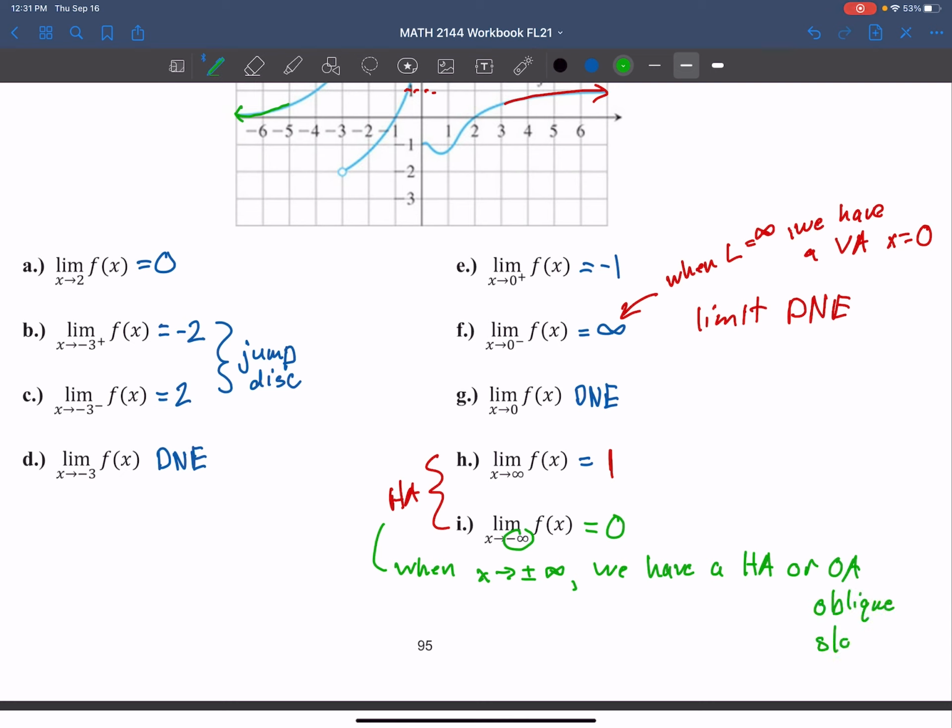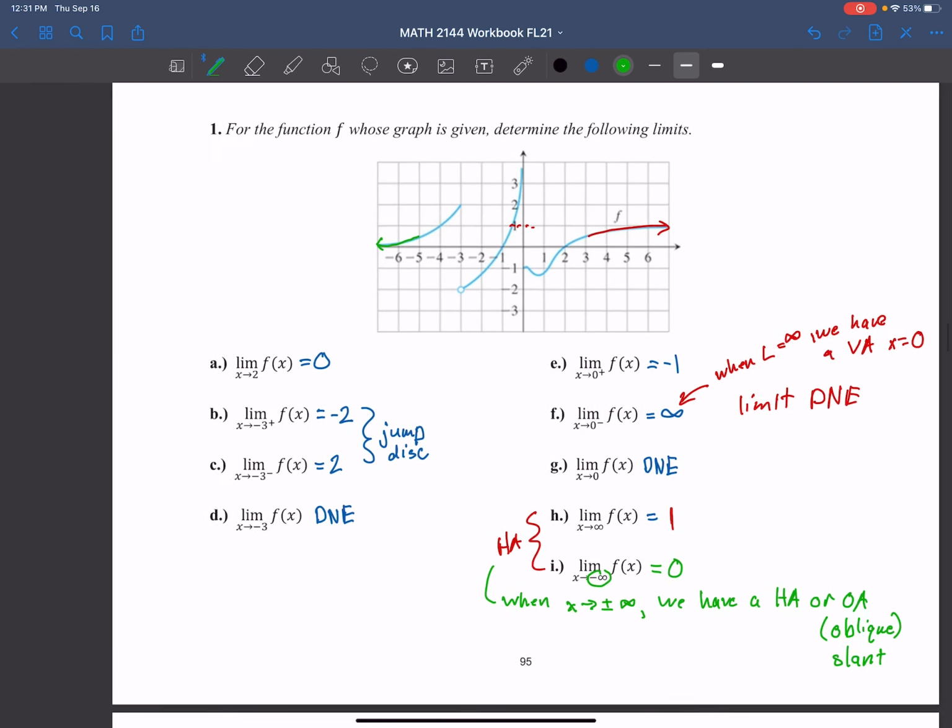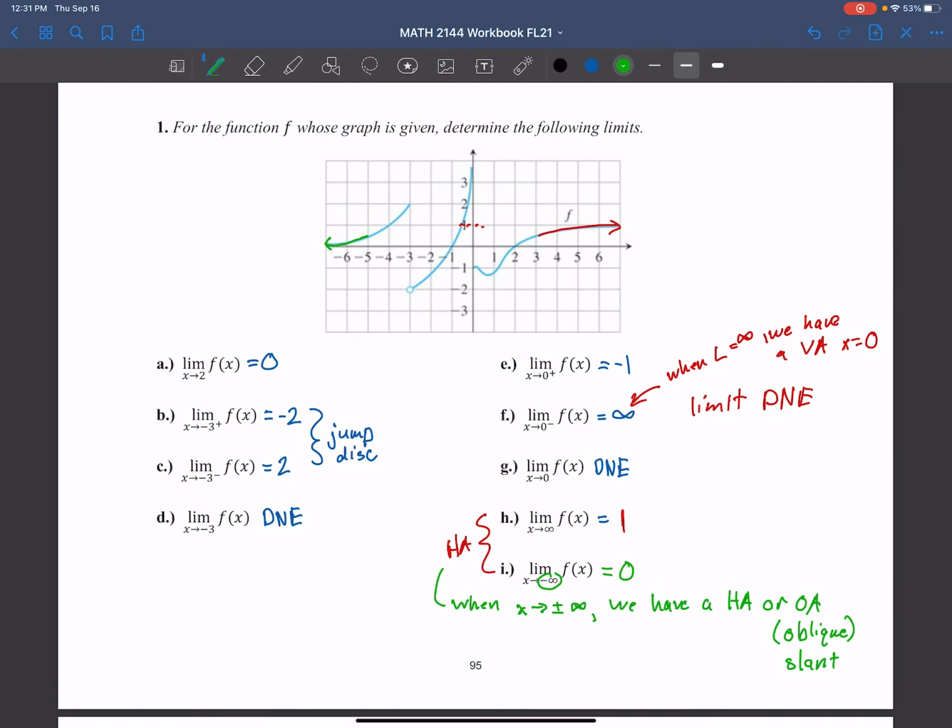Also sometimes referred to as a slant asymptote, depending on your background. I think the pre-calculus here described it as oblique, but it's just the slant. So it's a linear function. More on that, we'll do an example later. So that is basically the graphical representation of limits.